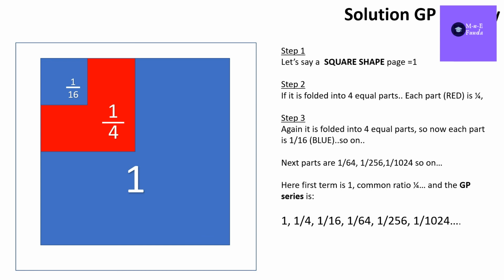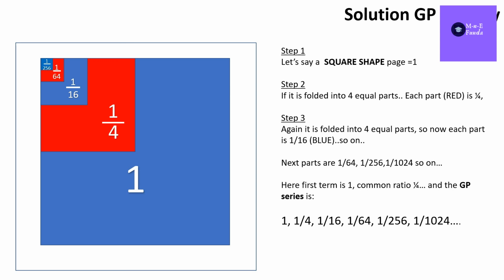The blue portion. Again you fold this into 4 equal parts. So each portion will be 1/64. And the next part will be 1/256 if you fold it again into 4 equal parts. Again you fold this paper into 4 equal parts. It will be 1/1024, like this. So it maintains a GP series.